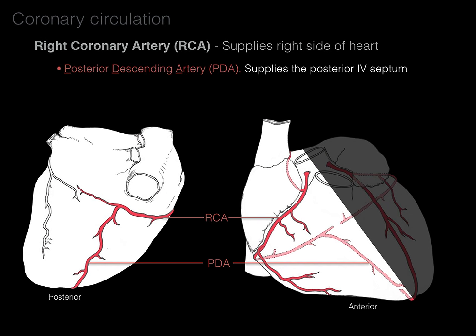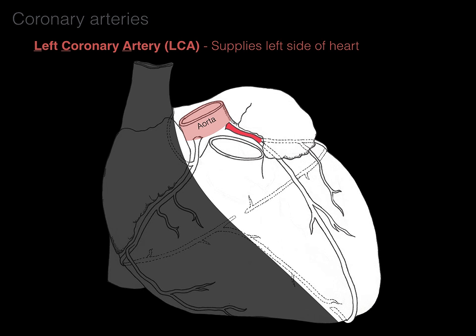And so we now take a look at this posterior view. The posterior descending artery, or PDA, supplies the posterior interventricular septum. And so there's the left ventricle and right ventricle, and the PDA is demonstrated on the posterior view. We see it, and then the anterior view, we see it ghosted as if you're looking through, like Superman looking through the heart. Now, anatomists also call this the posterior interventricular artery because it's on the posterior part of the interventricular septum.